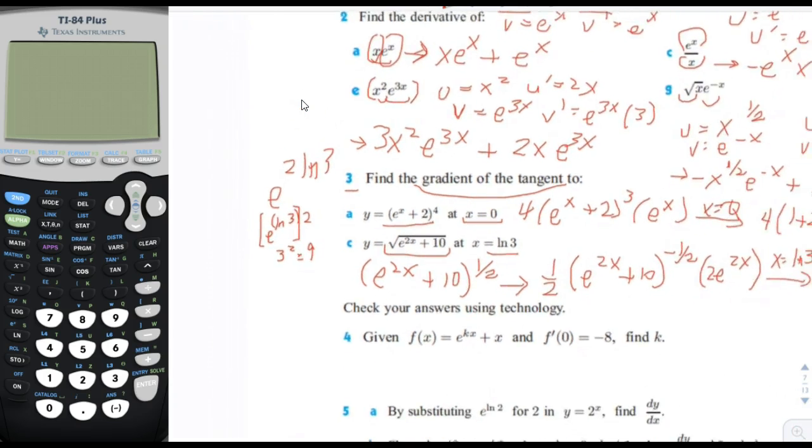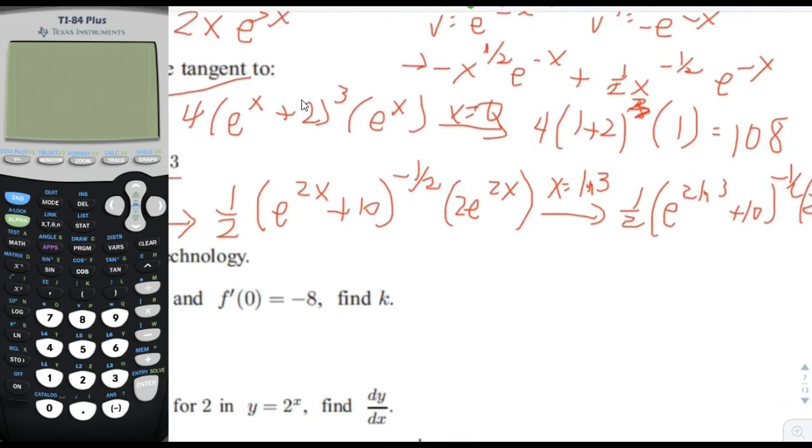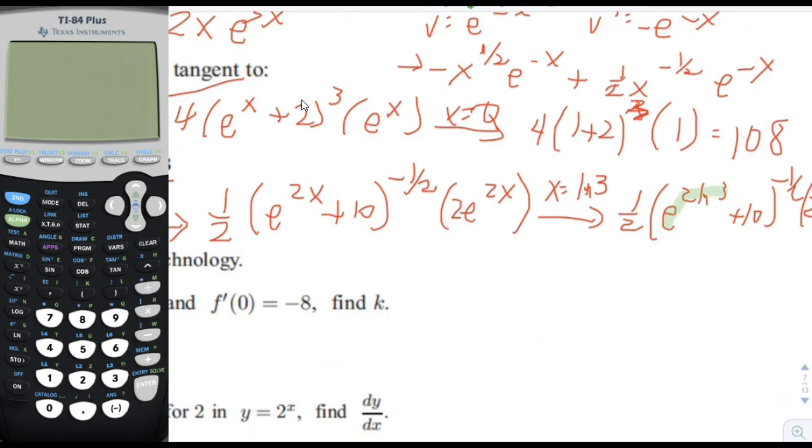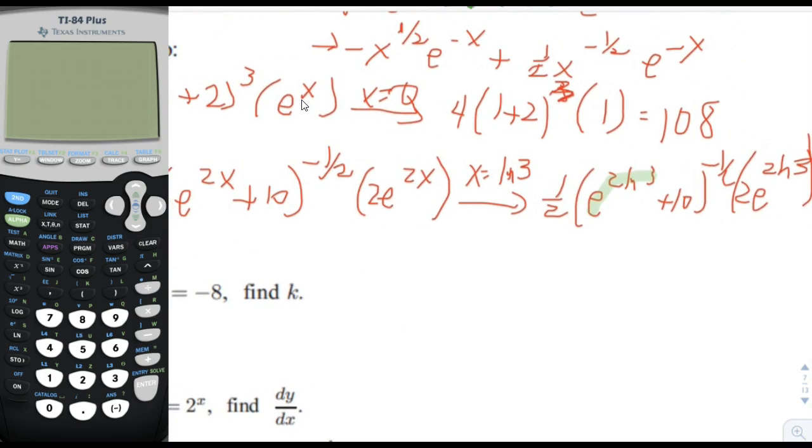Okay? So every time we see e to the 2 natural log of 3, that is the same thing as 9. So I'm going to color those in green. For example, this here is equal to 9, and there's another one right here, that is equal to 9. So whenever I see that, I can replace it with a 9. So I have 1/2, 9 plus 10, so it'll be 19 to the negative 1/2. And then I have 2 times 9, because that green part is 9, and so this would be 18.